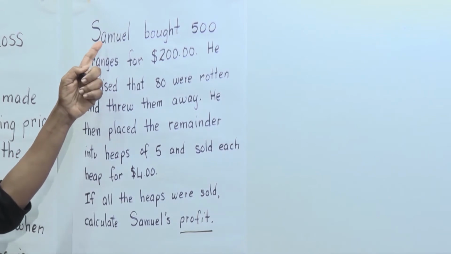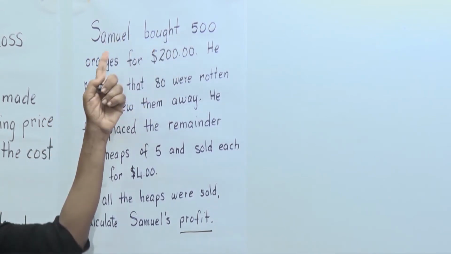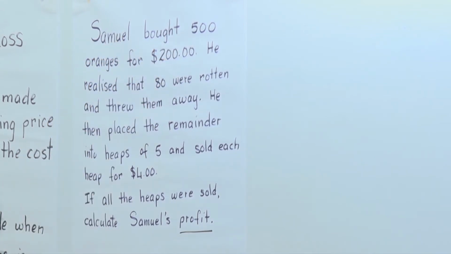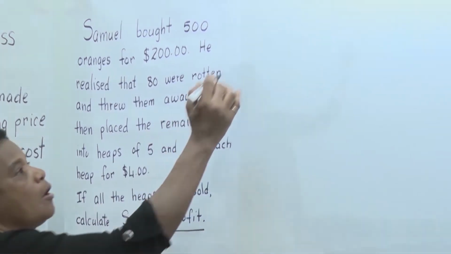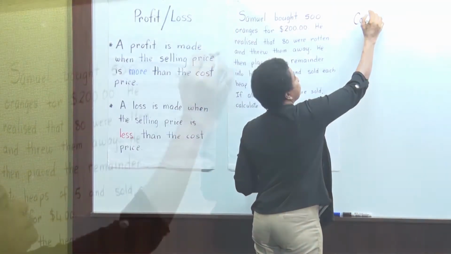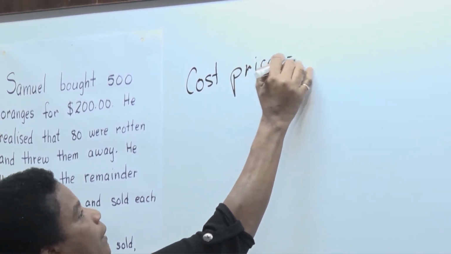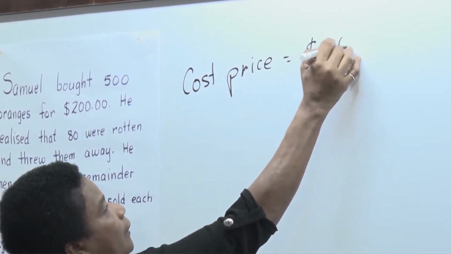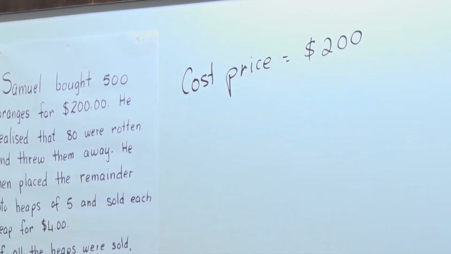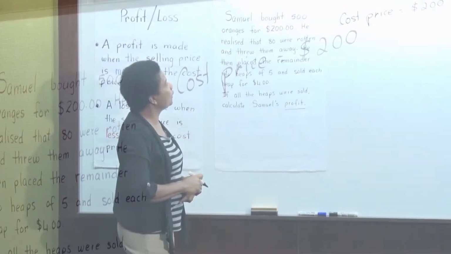The first thing we know is that he bought 500 oranges for $200. So our cost price would be $200. Agreed?